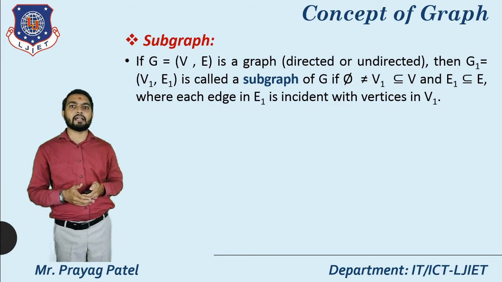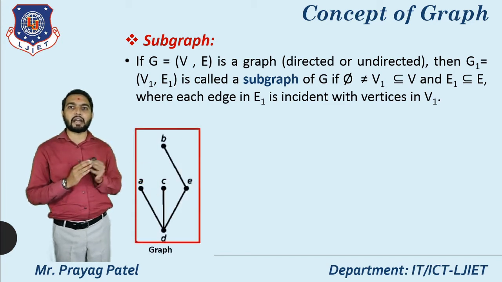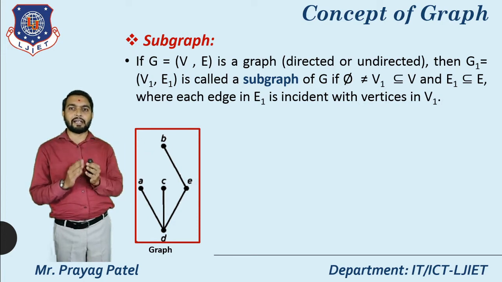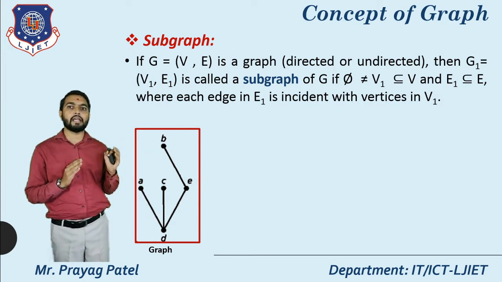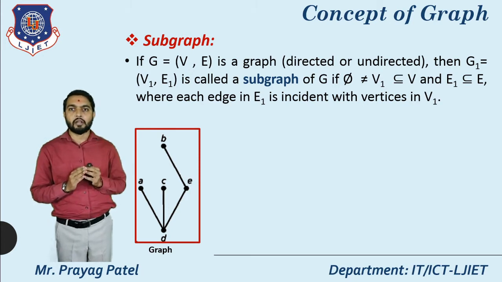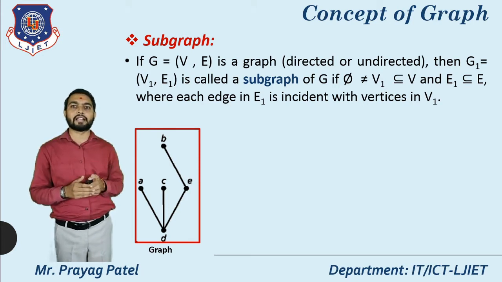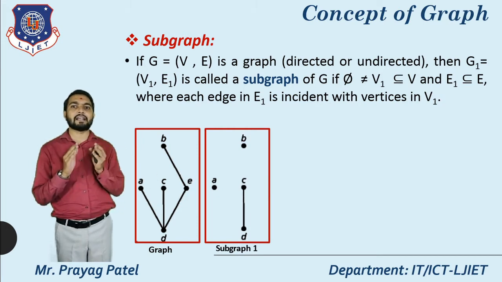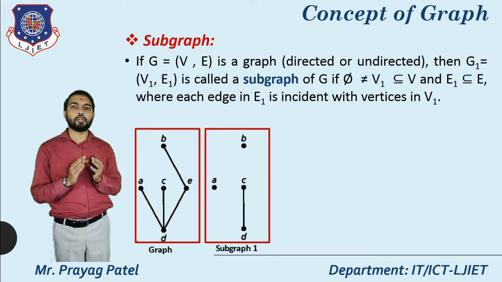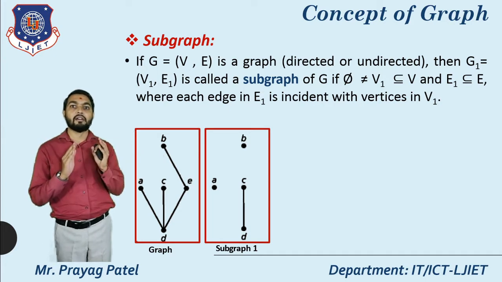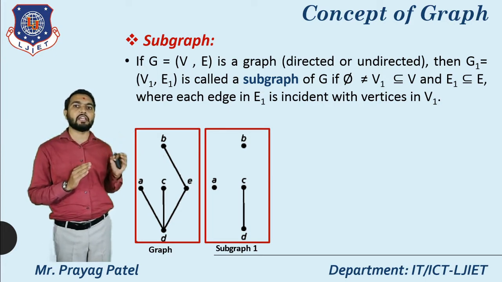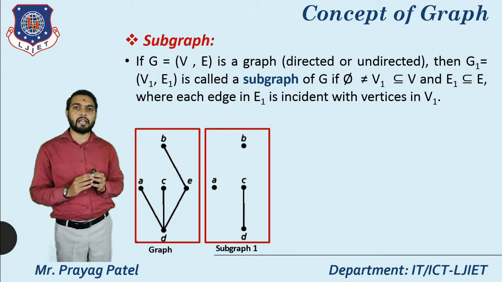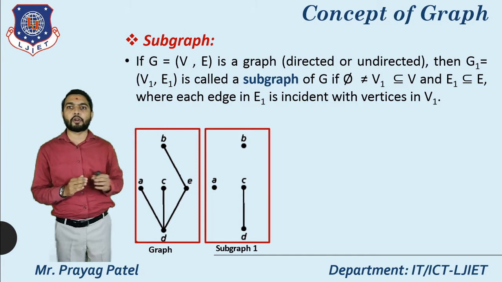So here we can say that this graph is a given graph. In this graph we have 5 different vertices A, B, C, D and E. Now what is the subgraph for this graph G? So this is graph 1, and subgraph 1 is considered as a subgraph. So here we include the edge C to D and vertices A, B, C and D. So A, B, C and D are also members of your graph.